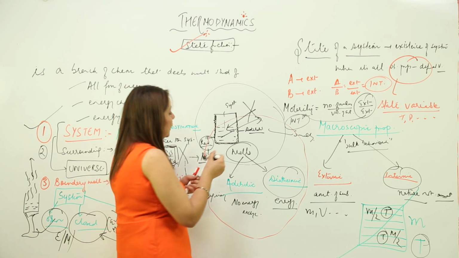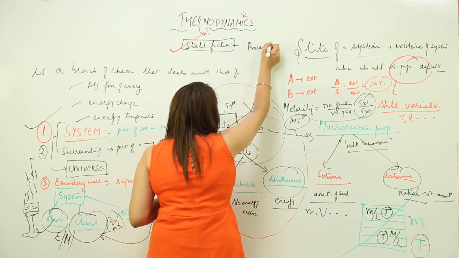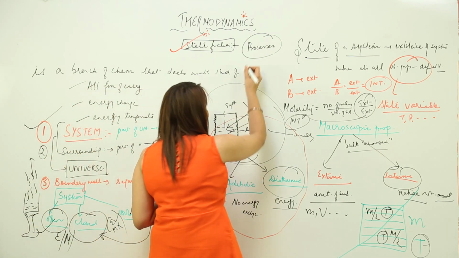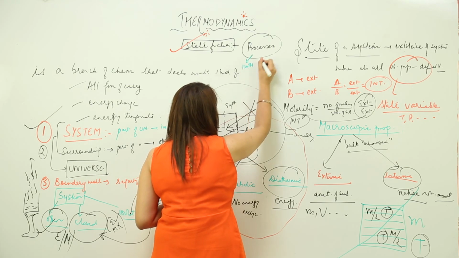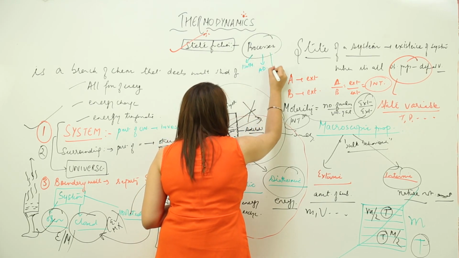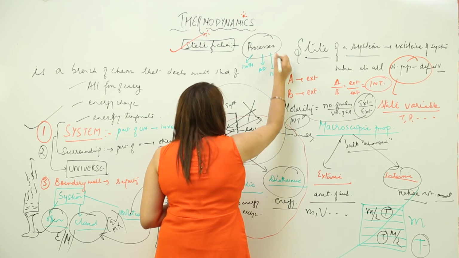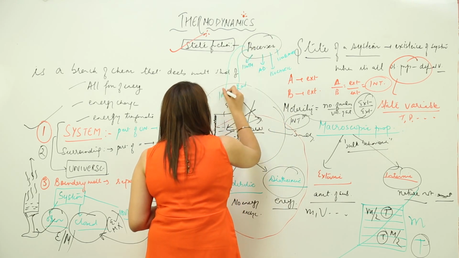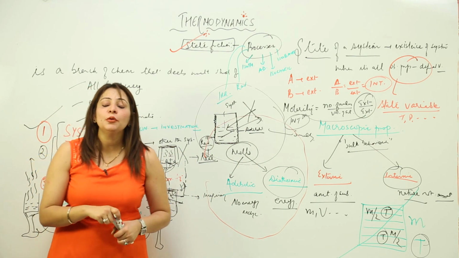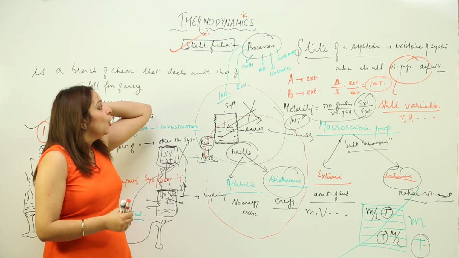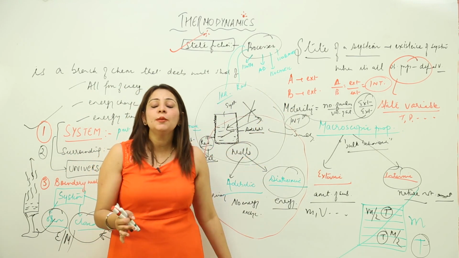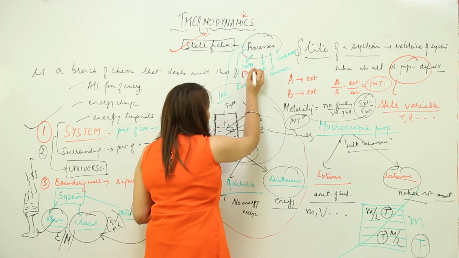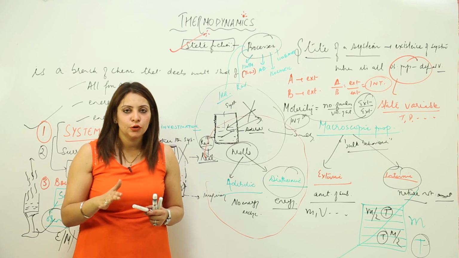Now we have different kinds of processes occurring. We see different types of processes occurring in nature. So what kind of processes do we get to see? We see isothermal process, adiabatic process, isochoric process, isobaric process, and we do see reversible and irreversible processes. So there are many processes occurring in nature, so let's discuss them. One is the isothermal process, which occurs at constant temperature. That means the process in which the temperature remains constant is called an isothermal process.